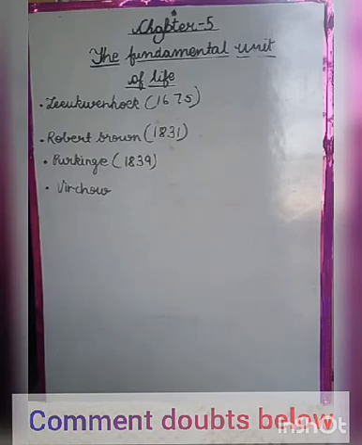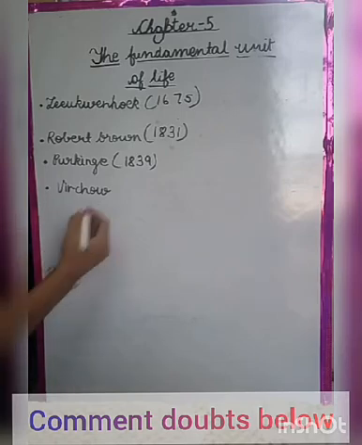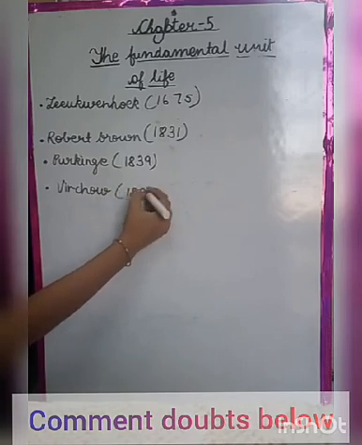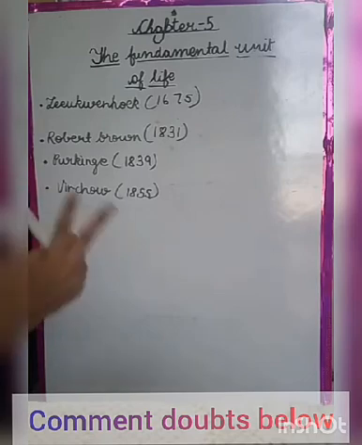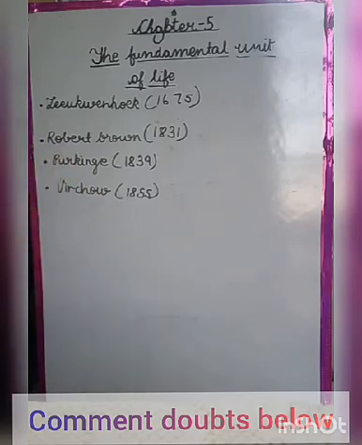Next is Virchow. Who is this person? He expanded the cell theory in 1855, because until then the cell was discovered completely and its contents were discovered. But before him there were two brothers who explained the cell theory, and they were Schleiden and Schwann. Everyone remember this; we have learned it in the previous class also.